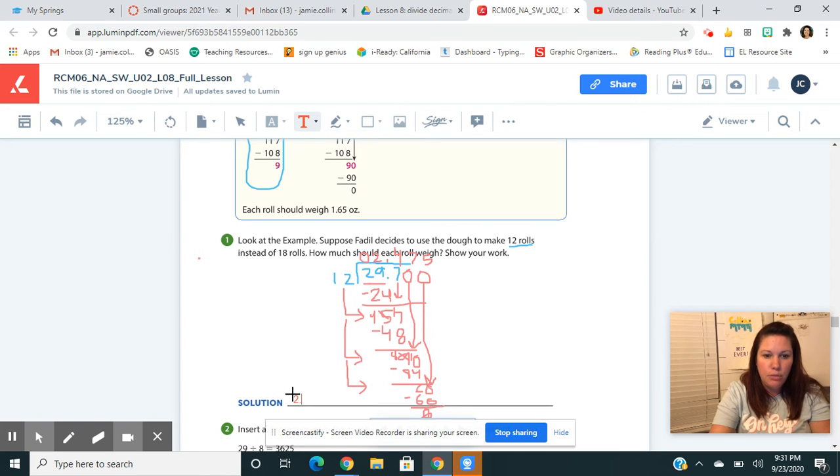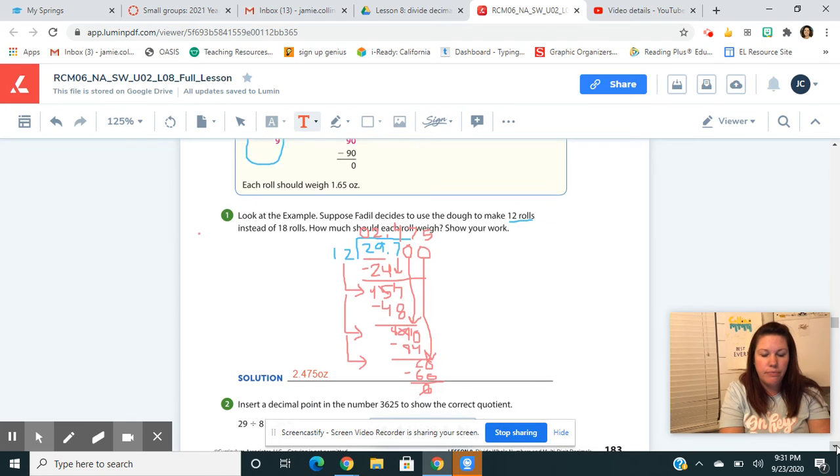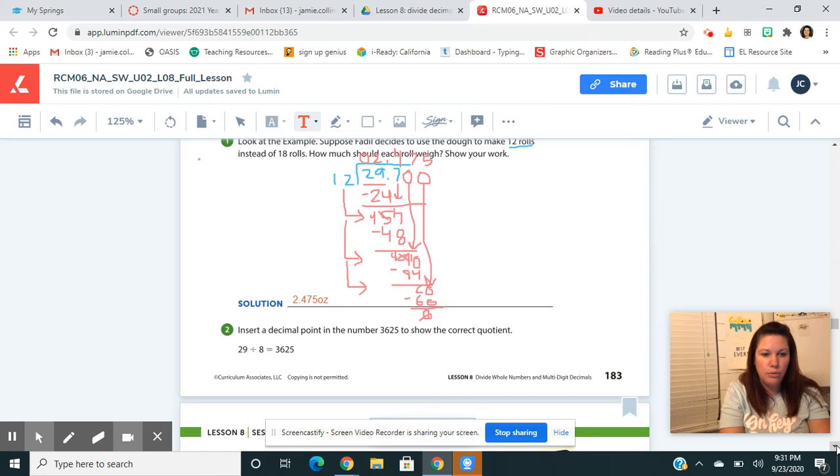So it's 2.475. So how much should each roll weigh? So 2.475 ounces, because in the previous problem, he talks about that he does his weight in ounces. 2.475. All right, there we go. Let's move on. Number 2.